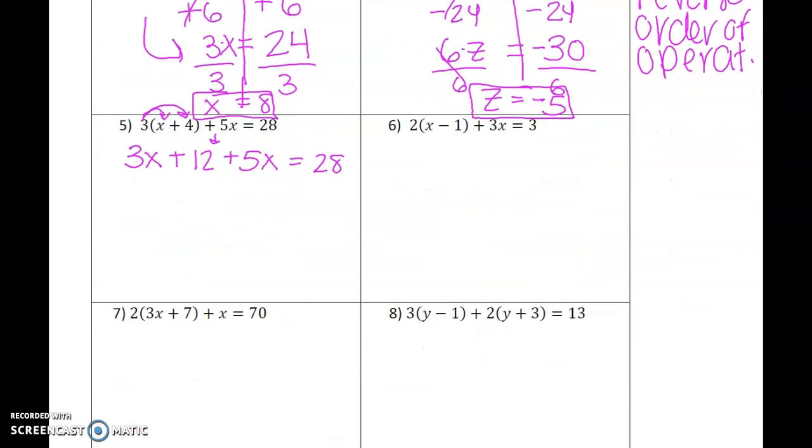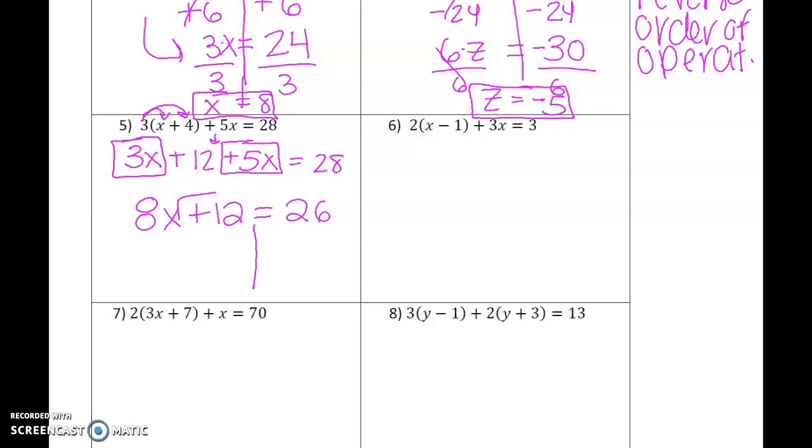I'm going to look here, and I have a 3x here, and I have a 5x here. So when I combine those, I'm going to add the numbers out in front. So 3 plus 5, that's 8x. I still have this plus 12 equals 28. Okay, so now I'm going to undo addition by subtraction. So I'm going to subtract 12 from both sides.